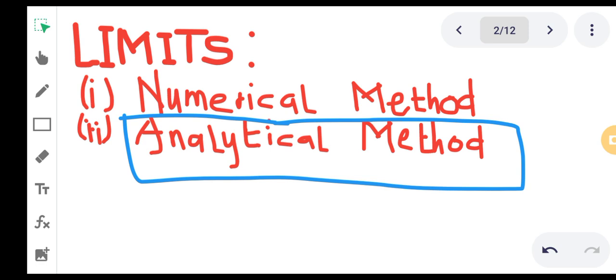Initially we have the numerical method of finding limits, and also the analytical method. We will not focus on the numerical method, we will focus on the analytical method, because with the numerical method you're provided a table and you find out whether the limit exists or not. But with the analytical method we use paths, that is, directions along the path to determine whether that's the limit or not.